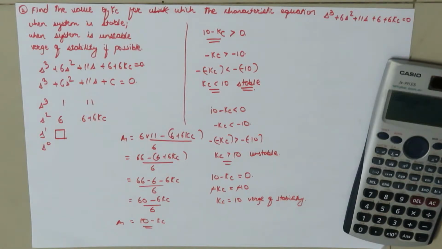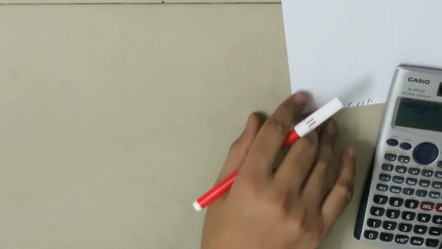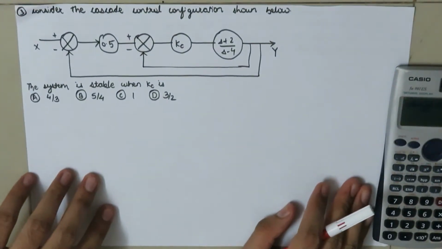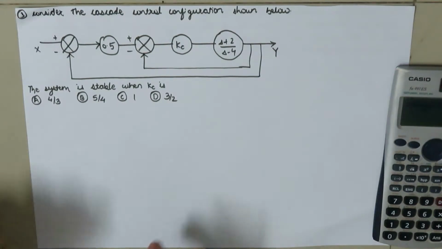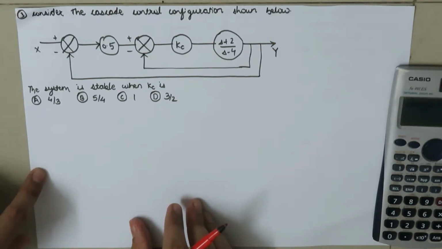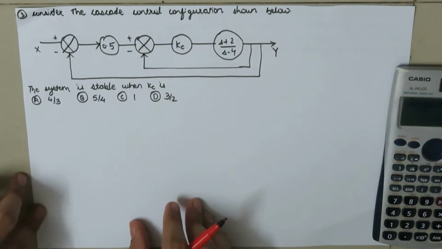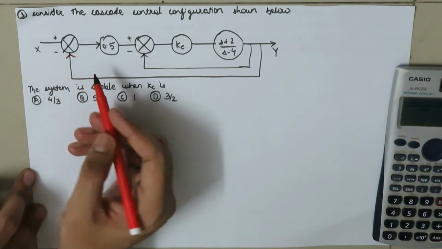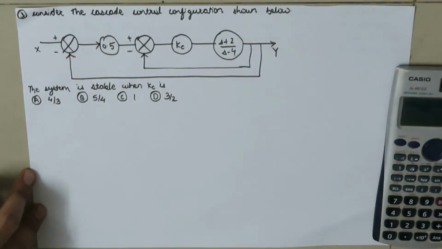And now we are going to study the third example. I hope that you are familiar with the modification of the block diagram in process dynamics and control. So here we have our third example. Consider the cascade control configuration shown below, and the system is stable when Kc is. So here we have the negative feedback system.